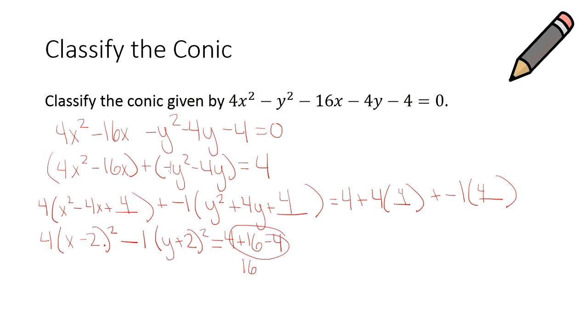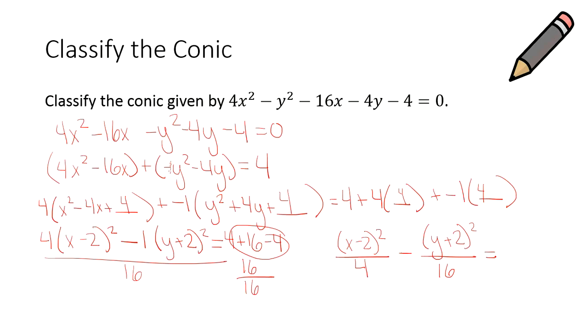So notice, guys, I do have some numbers sitting in front. So let's divide by 16 on this side as well. So I'm going to have x minus 2 squared over 4. And then that -1, I can just make it a minus, right? So that would be y plus 2 squared over 16 equals 1. This is a hyperbola, right? I'm subtracting, I have some fractions, so this is a hyperbola. It looks like I have a center of 2, -2.